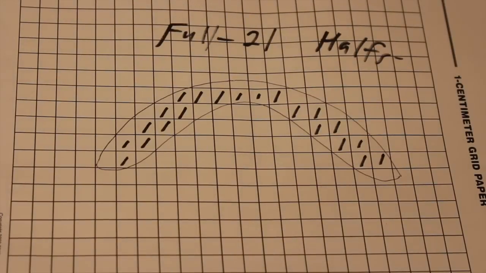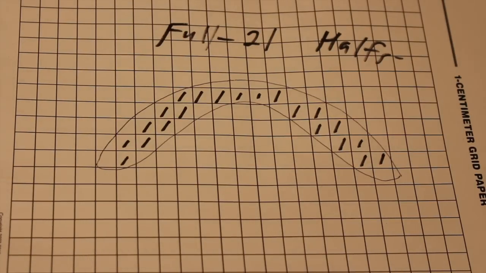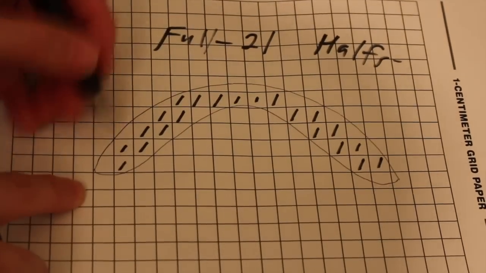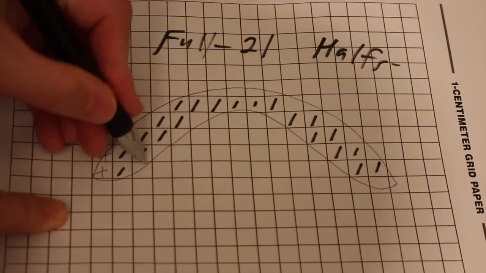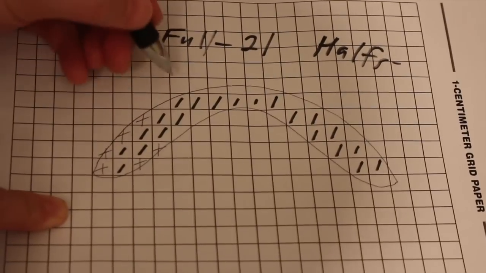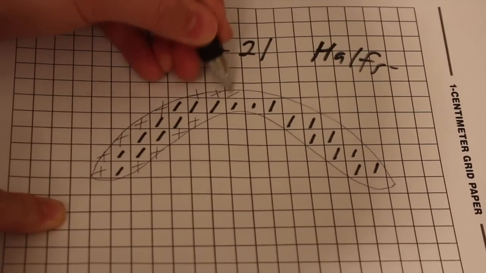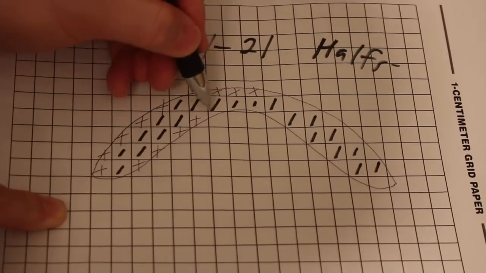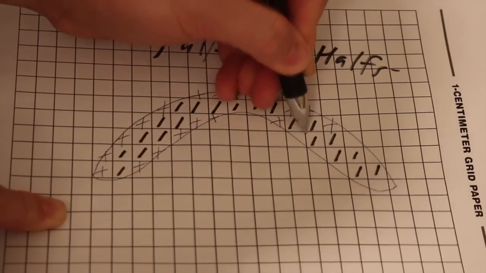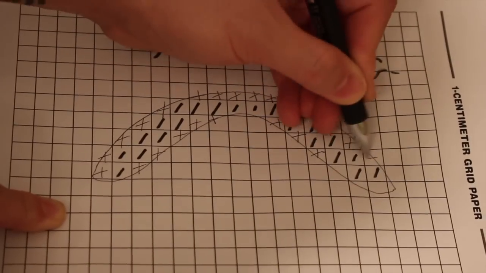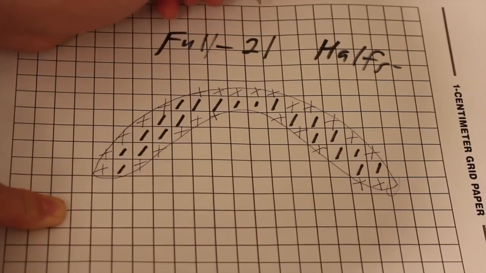Now the half ones, let's count those too. Let me actually use a pen, I'll circle these, so I'll just put an X. So here's 1, 2, 3, 4, 5, 6, 7, 8, 9, 10, 11, 12, 13, 14, 15, 16, 17, 18, 19, 20, 21, 22, 23, 24, 25. I'm just going to leave that one out. So I have 25.